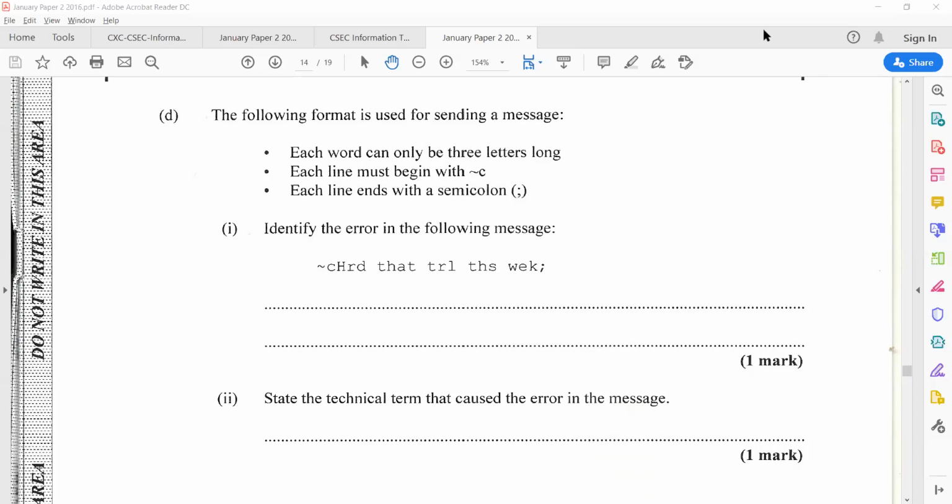Right, so the technical term is a syntax error because it is not following the rules or the format to send the message, right? Remember they said the word has to be 3 letters long, and this is more than 3 letters, so that is a syntax error.